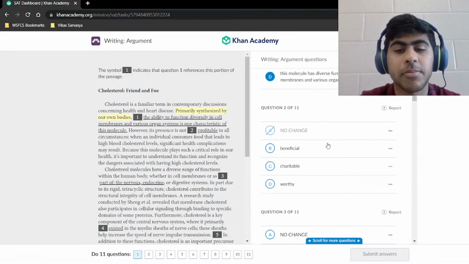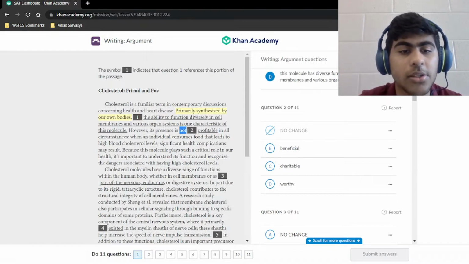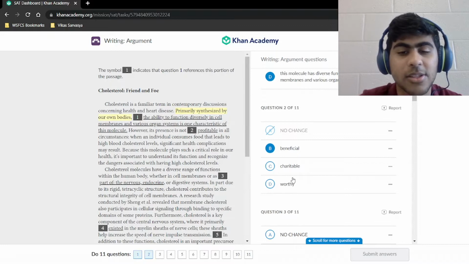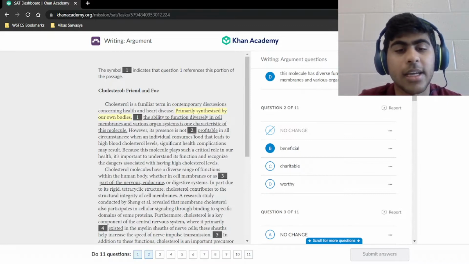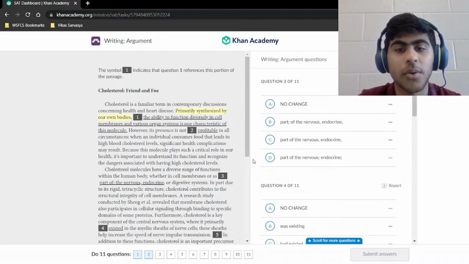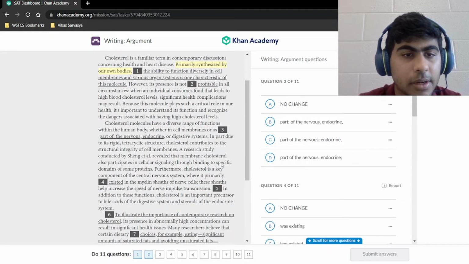Now looking at answer choice B, beneficial. Well, beneficial just means it helps something, which is exactly what we want to say, and helpful. It's not helpful. It's not beneficial in all circumstances. So our answer is B. Then we can see charitable, again, that has to do with just donating things. That's not what it's talking about here. And worthy, which just is not the same context and meaning that we're trying to get at right here. Our answer is B.